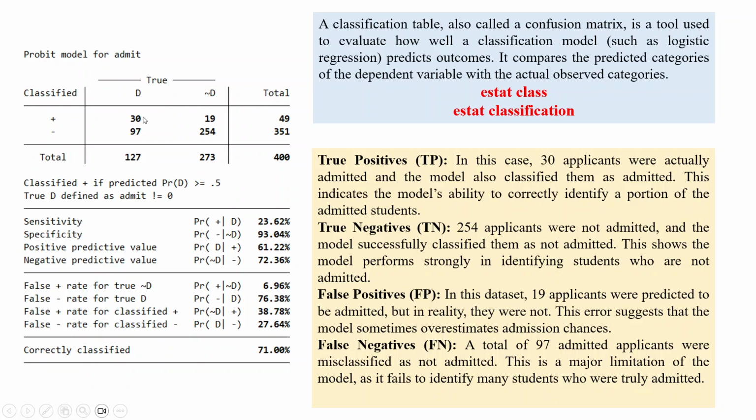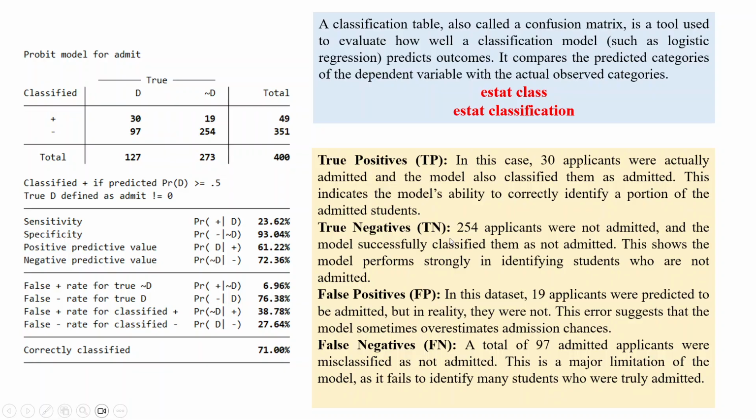Let's talk about this 30. It's a true positive. In this case, 30 applicants were actually admitted and the model also classified them as admitted. This indicates the model's ability to correctly identify a portion of the admitted students.